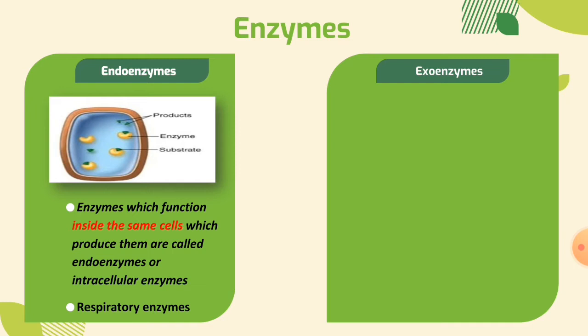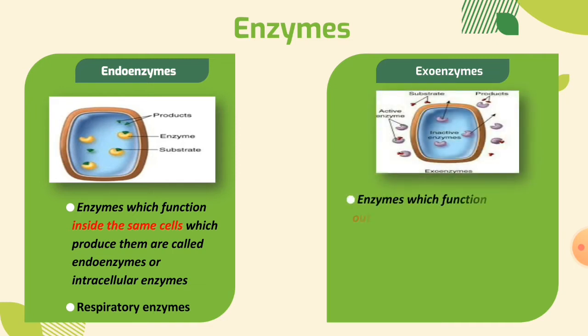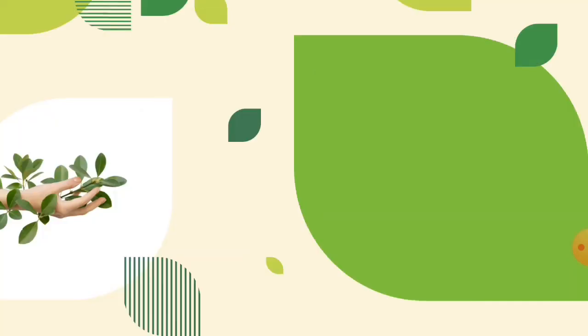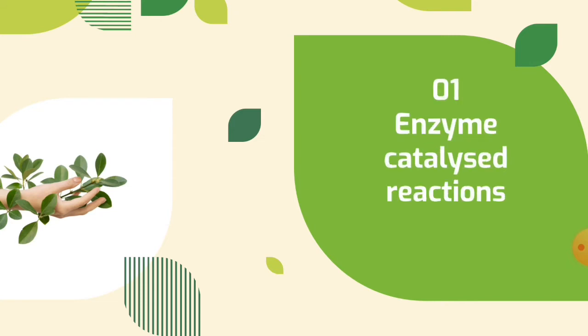The next one is exoenzymes. Enzymes which function outside the cells which produce them are called exoenzymes or extracellular enzymes. Digestive enzymes like amylase, pepsin, trypsin, etc. are some of the examples for exoenzymes. Next, we have to discuss enzyme catalyzed reactions on the following slides.